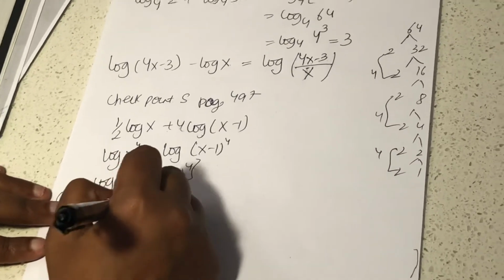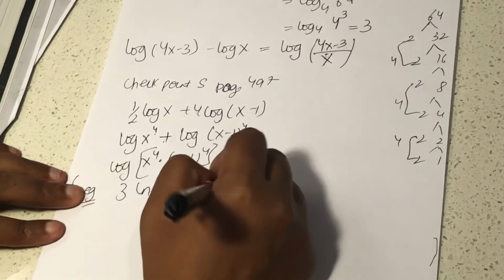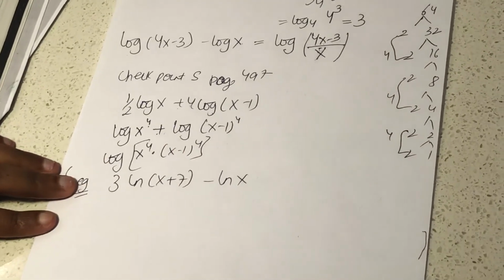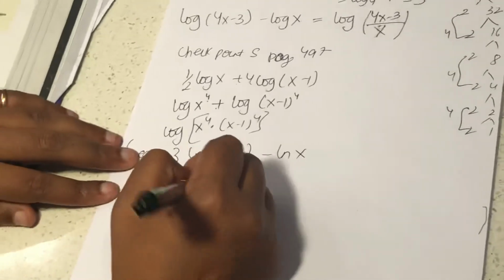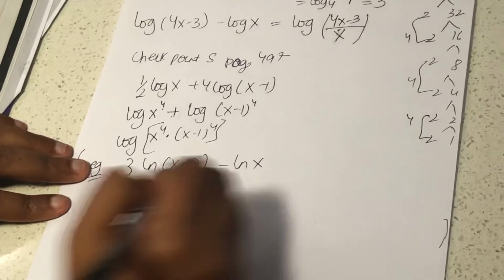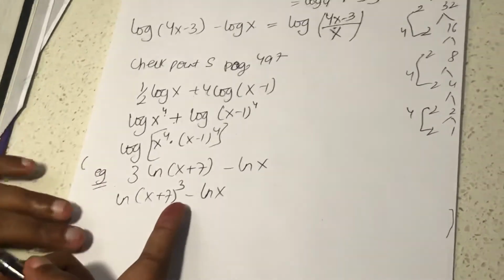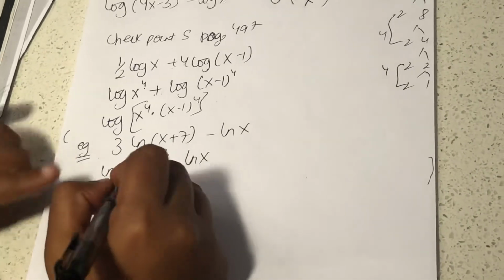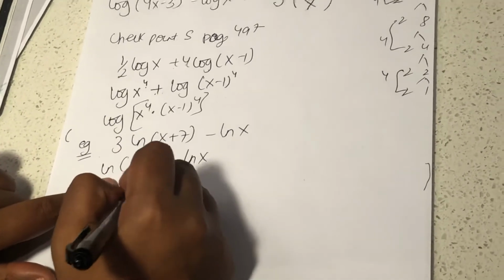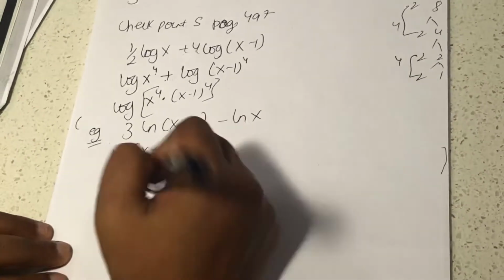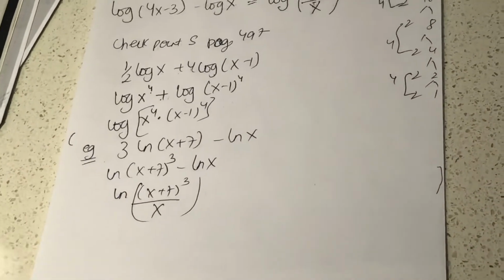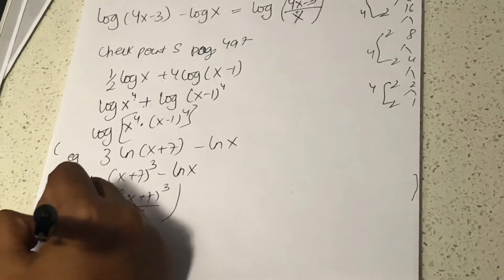So you have 3 ln x plus 7 minus ln x. Again, there's a number in front. Pick up and throw in the exponent. That's one thing you do in condensing first. You got this. Now, subtraction changes into division. So whatever is in the first one, put it on the top. Second log, put it at the bottom. That's it. You cannot do anything more than that. That's your answer. Let's see one more example.